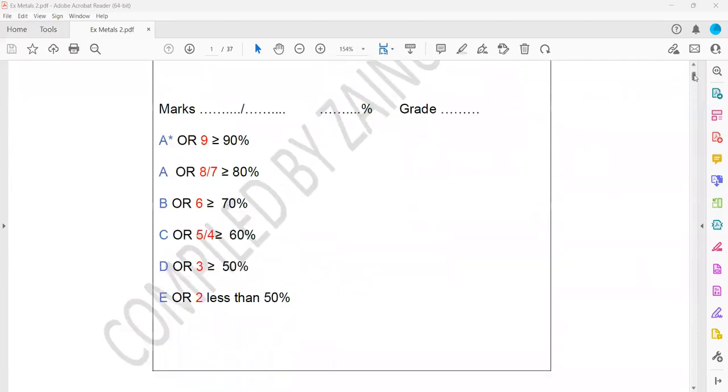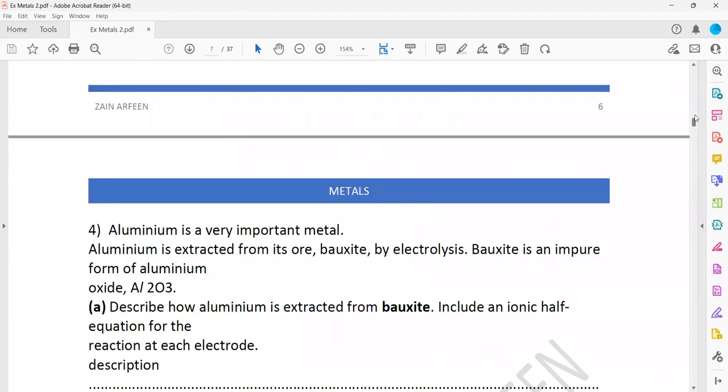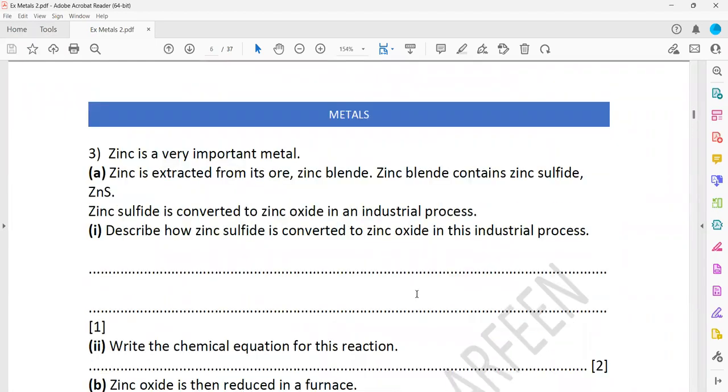The exercise 2 from metals and their extraction. Zinc is a very important metal. Zinc is extracted from its ore, zinc blende, which contains zinc sulfide. The zinc sulfide is converted into zinc oxide in an industrial process. Describe how zinc sulfide is converted into zinc oxide.